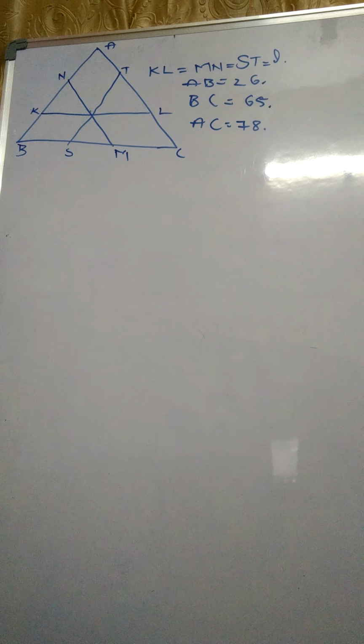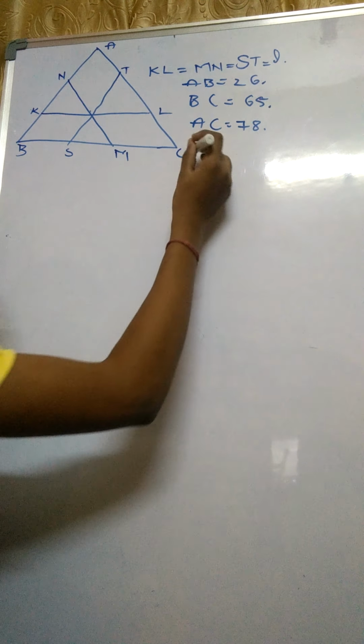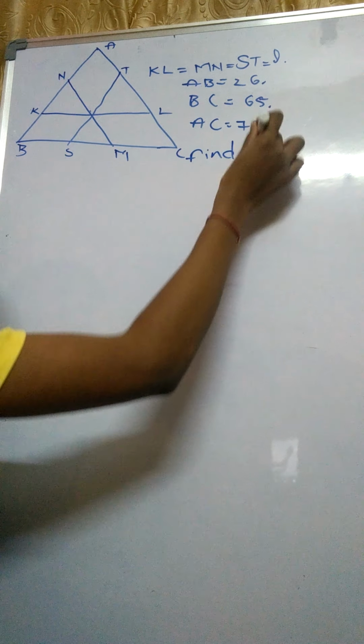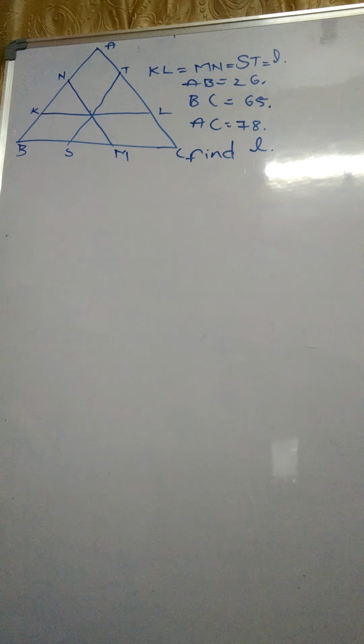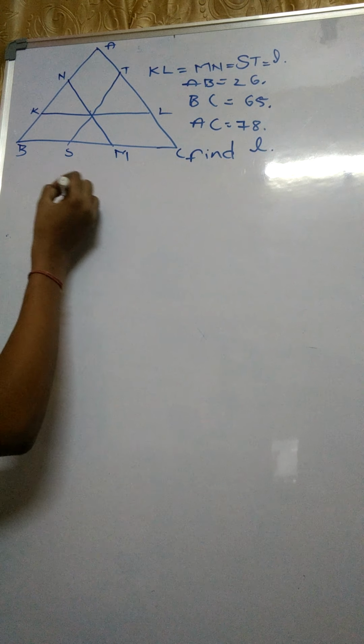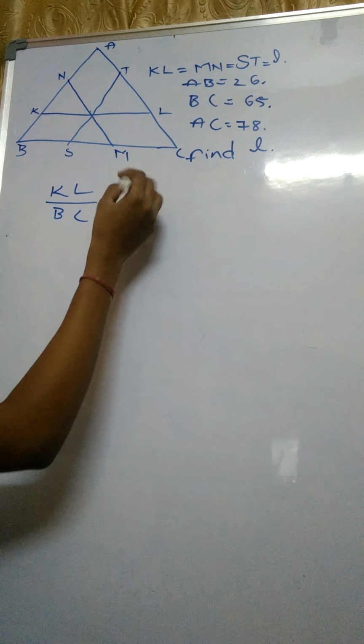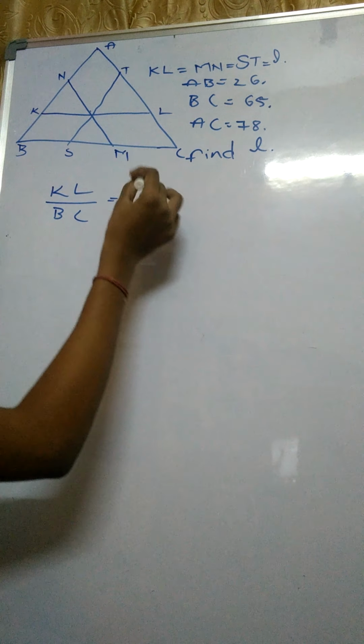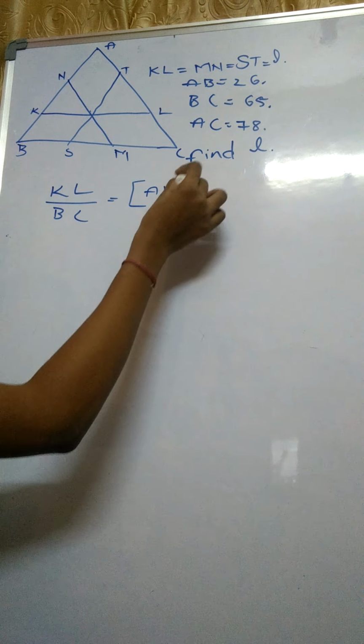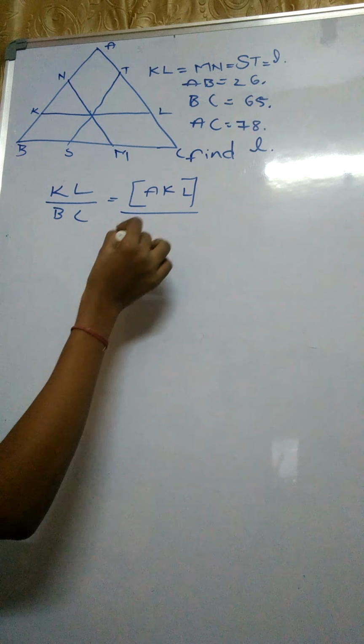In the third question, they gave that KL is equal to MN is equal to ST is equal to L and length of AB is 26, length of BC is 65, length of AC is 78. Then find L. We will solve this question by similar triangles. Length of KL by BC is equal to area of triangle AKL by area of triangle ABC.